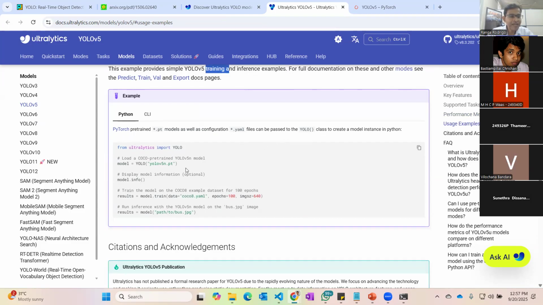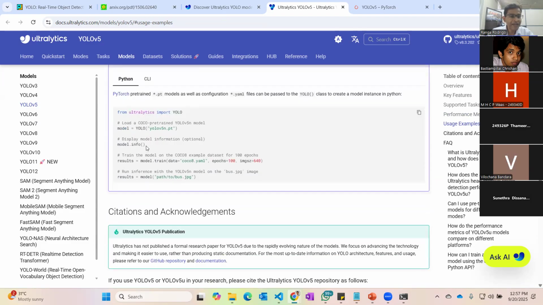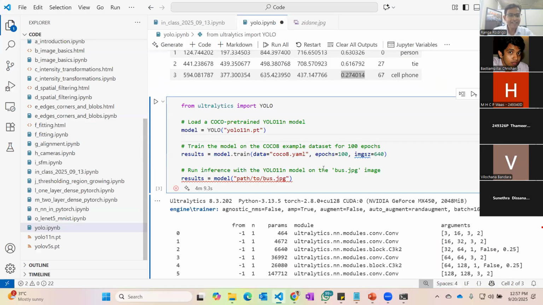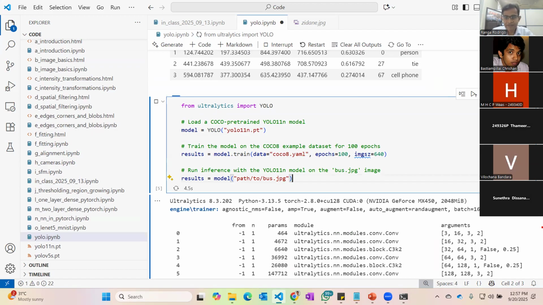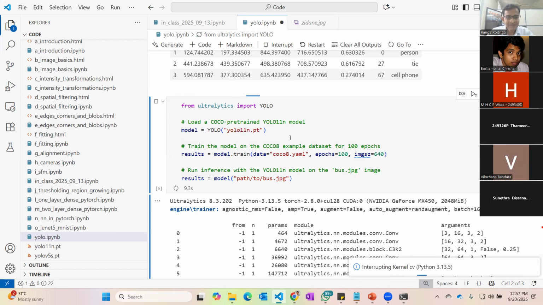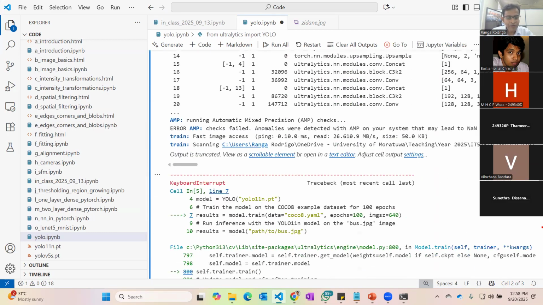This passes the configurations, and then you can get the information about the model and train it for 100 epochs on 600 images. I ran that. We can run that; it doesn't take too much time. Oh, okay, this is wrong. I made a mistake there.